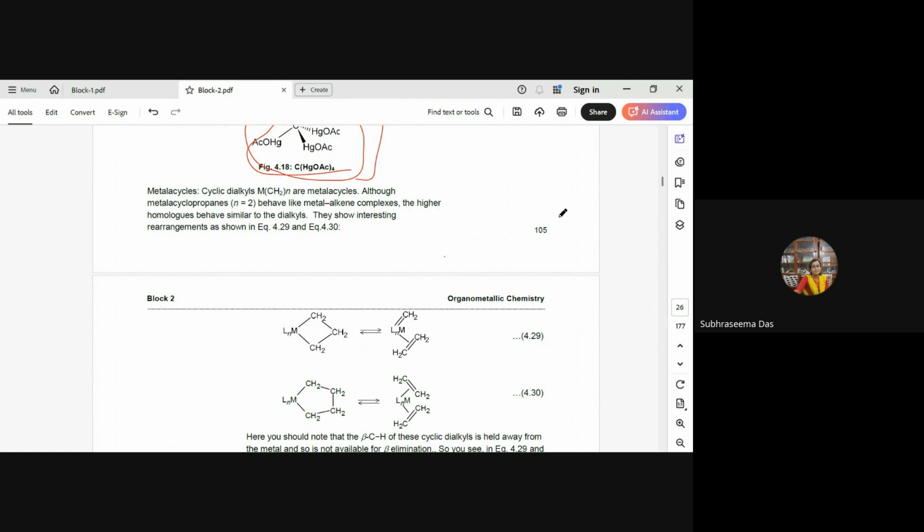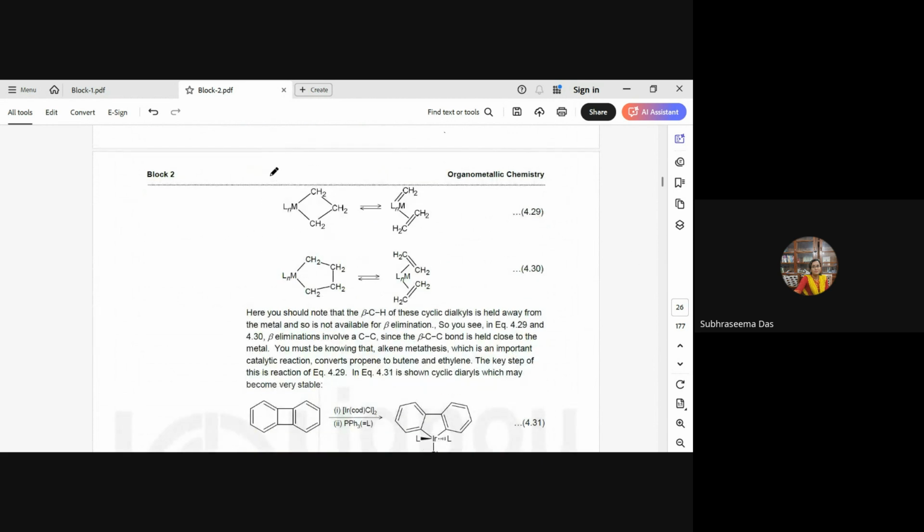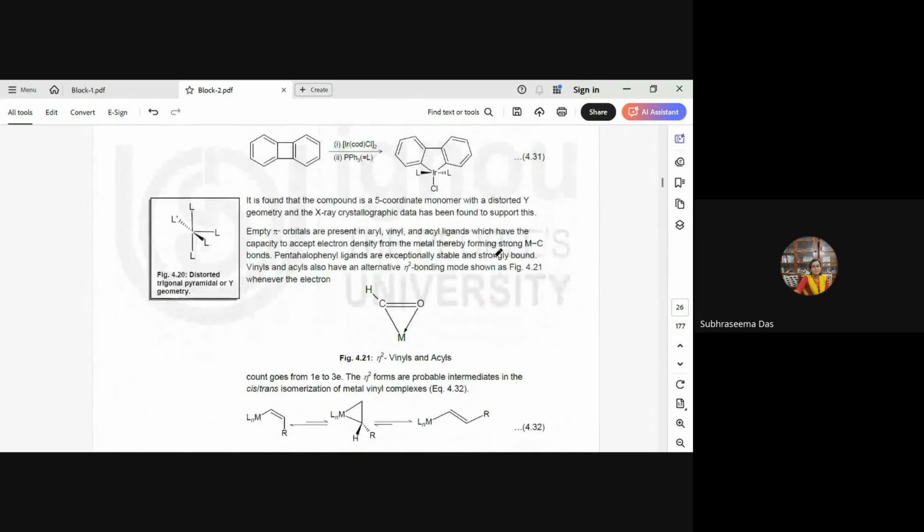Then metallacycles: cyclic dialkyls, called MCH2n, are called metallacycles. Although the metallacyclopropanes behave as metal alkene complexes, the higher homologues behave similarly to the dialkyls. They show interesting rearrangements, as shown in equations 4.29 to 4.30. The empty pi star orbitals present in the aryl, vinyl and acyl ligands have the capacity to accept electron density from the metal, thereby forming strong M-C bonds.